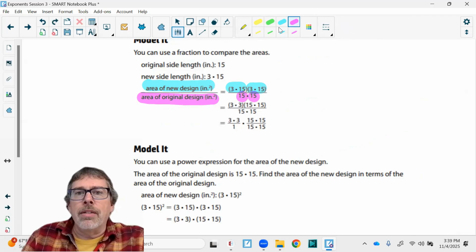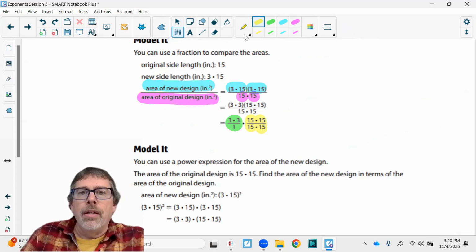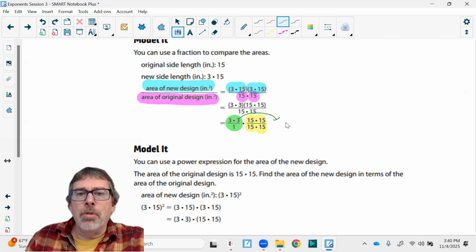Sorry about that. I thought I still had mine. So here's the 3's over here, and the 15 over 15's are going to cancel because any 15 divided by 15 is 1. Okay, and when we multiply by 1, nothing changes. So our actual answer is going to become 3 times 3, which is 9.